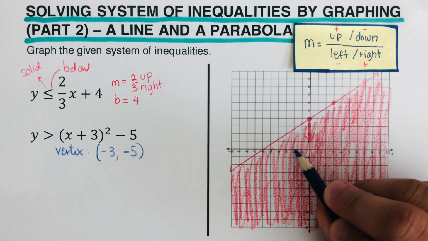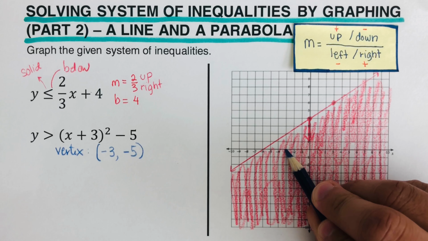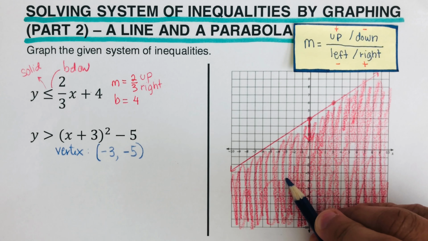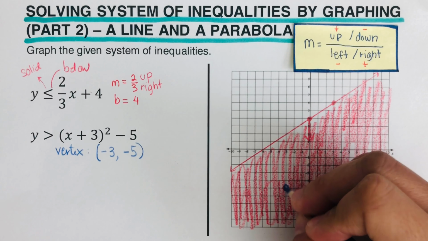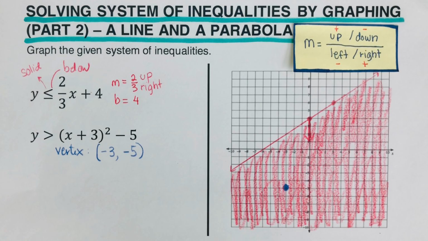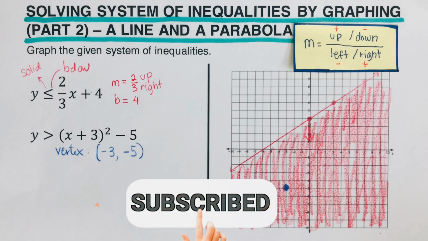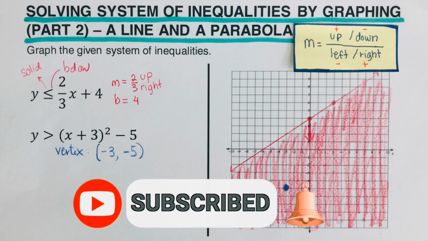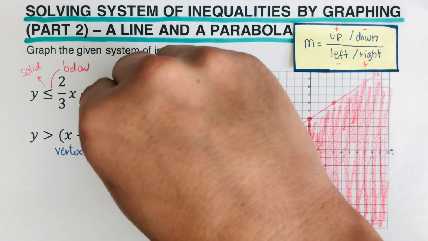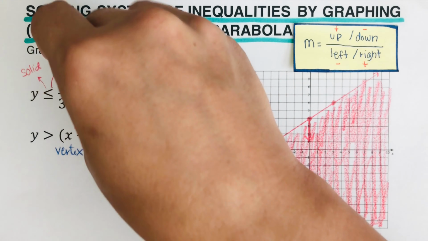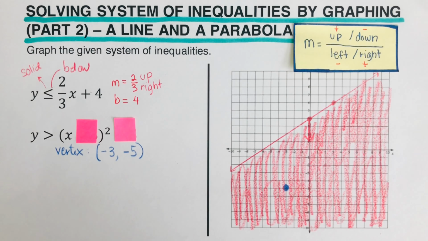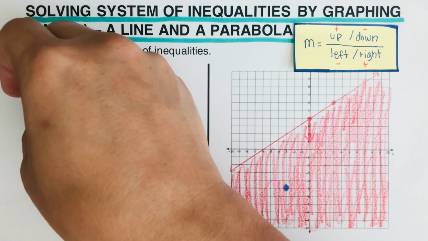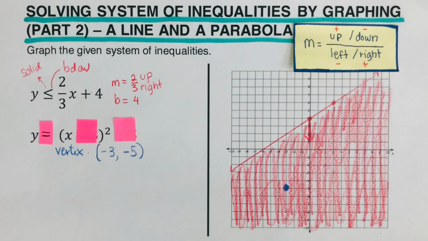So that's 1, 2, 3. And then we go down -5. That's 1, 2, 3, 4, 5. So this is where the vertex of the parabola is. To determine the rest of the dots, we're supposed to create the table. Before we look into creating the table, I'll give you a trick. We are going to cover the H and the K, and then we change the inequality to an equal sign, and then we use that equation to determine the rest of the dots.